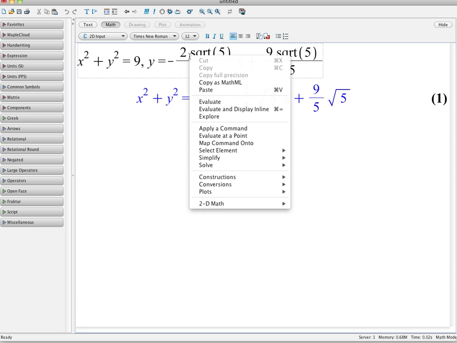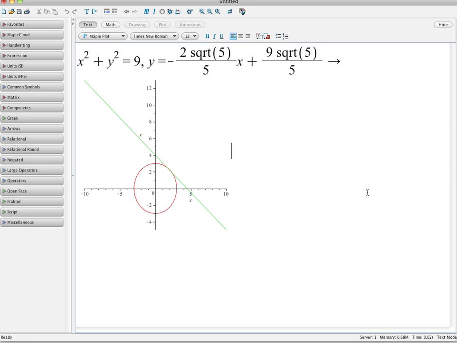So when I right click on it, I can come down here to plots and have 2D implicit plot as an option. It's a two-dimensional implicit plot in X and Y. So I'm going to select it, and there's a graph. Maple just made a graph for me.